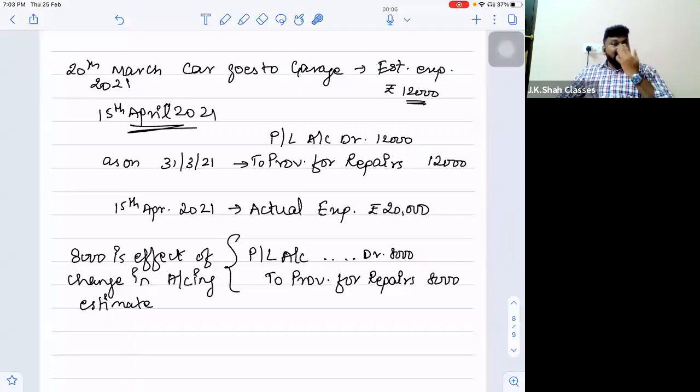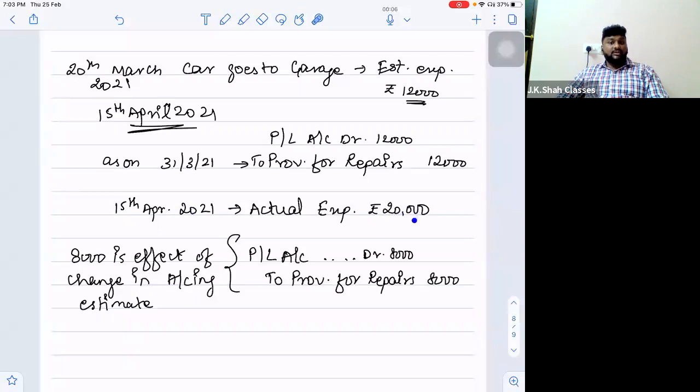But here in this case, I don't know the actual bill of the garage, because I will get the actual bill on 15th April, which is next year. So as on 31st March, I will say that yes, there is a liability for sure, but I don't know the amount. It is uncertain. That is why I create a provision on estimation basis. So I created an estimation as on 31st March of 12,000 rupees and recorded it in the P&L account. But on 15th April, when I received the actual bill, it was 20,000.